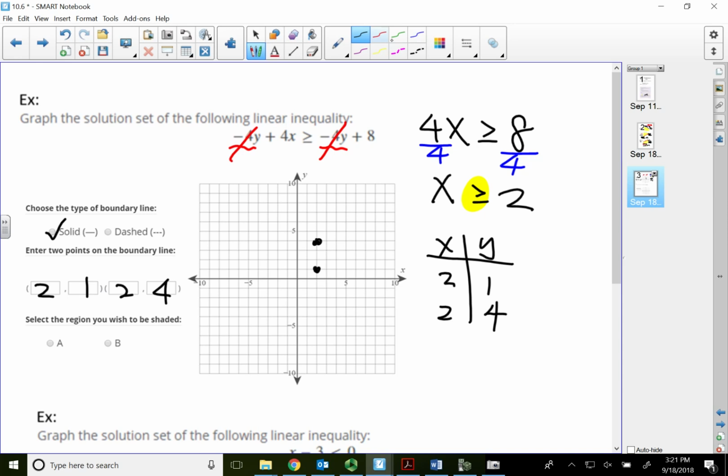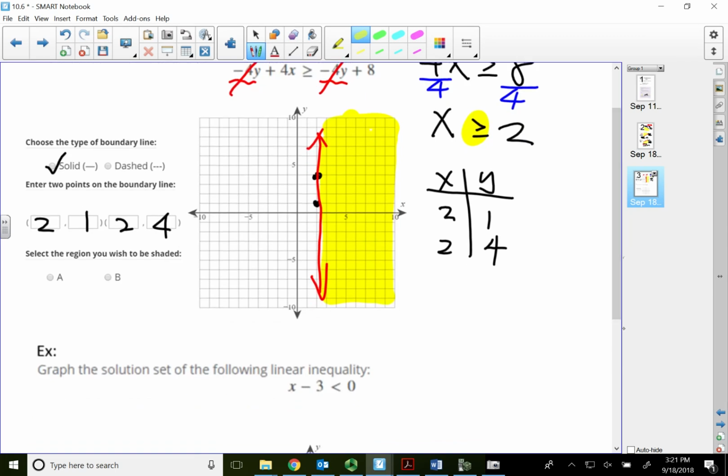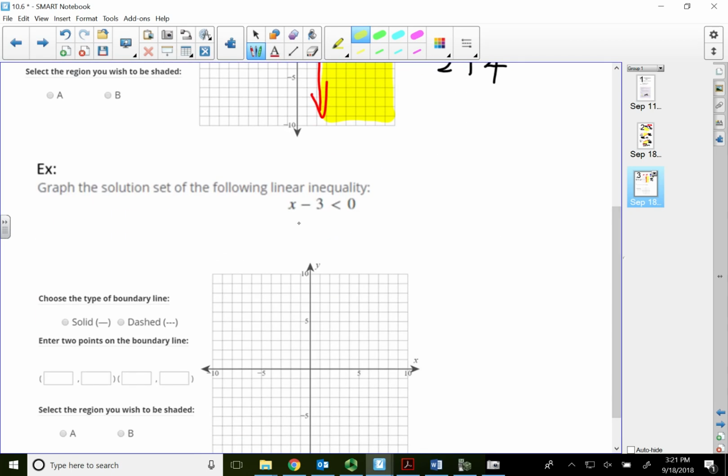So here is my vertical line. That will be solid. All right. And the inequality says x is greater than or equal to 2. So all the x values greater than or equal to 2 will be on the right side of the vertical line. All right. That's all it is. It's a closed boundary line.